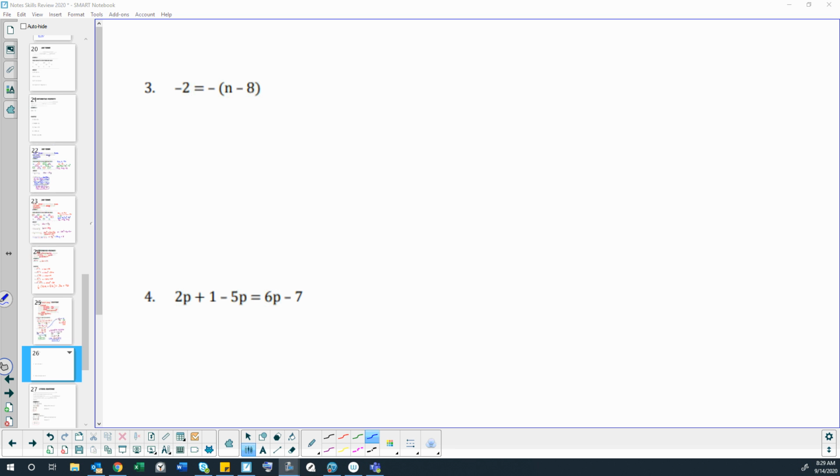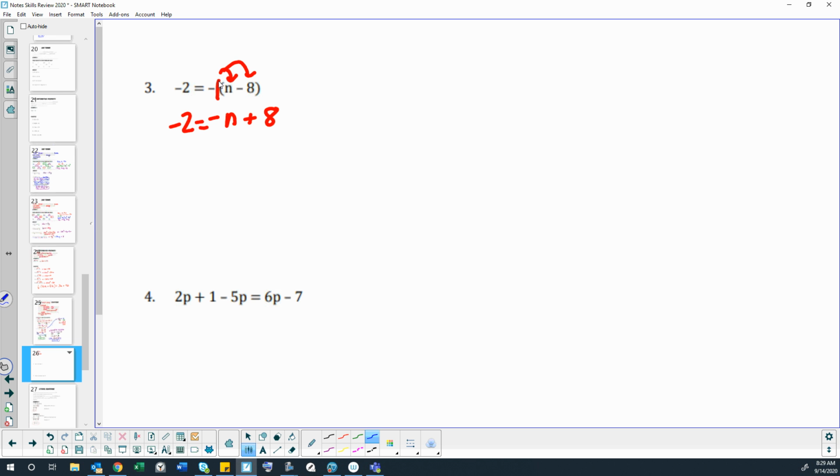This is example 3 on multi-step equations. So we'll start with step 1, which is the distributive property. We have an invisible -1 that we're going to distribute through. So that gives us -n plus 8, for -1 times a -8 is a positive 8. So there's step 1, distribute the negative.